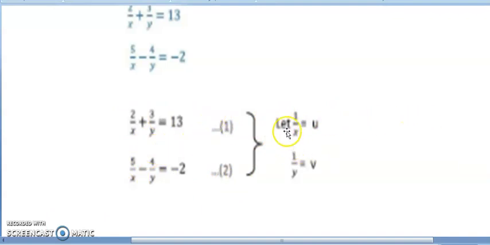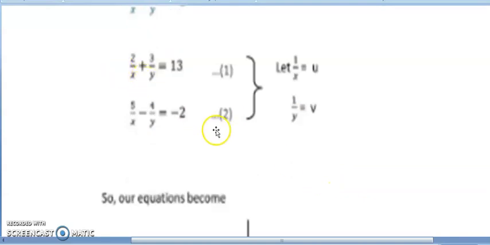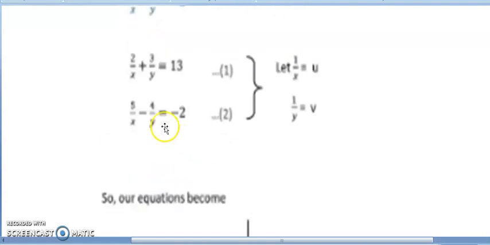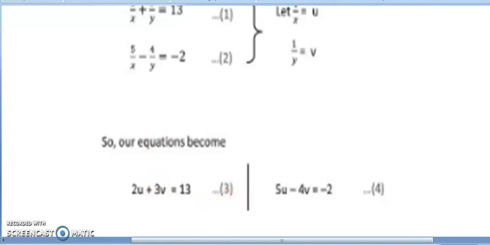So instead of 1 by x, what will I write in this equation? u. Instead of 1 by y, what will I write in this equation? v. So what will the equations become? Instead of 1 by x, I am writing u now. So instead of 2 by x, it will become 2u plus, here I have 3 by y now. So 1 by y we are taking as v. So 3v is equal to 13. Similarly, here also 1 by x is u. So 5u minus 1 by y is v. So 4v is equal to minus 2. Now third and fourth equations we have.